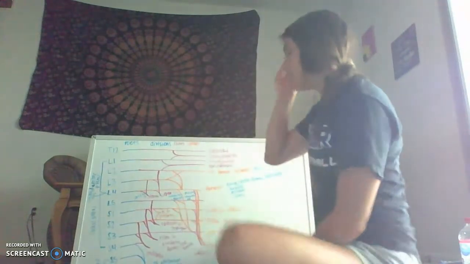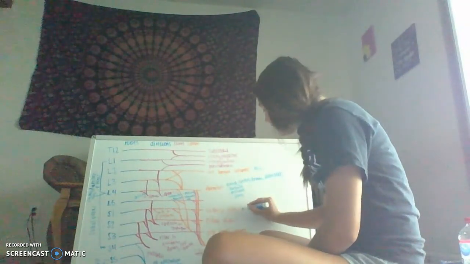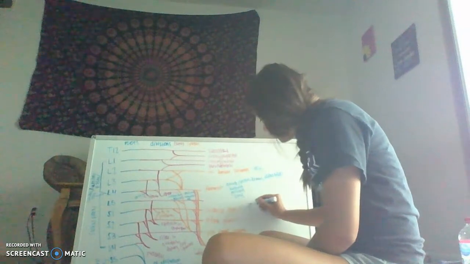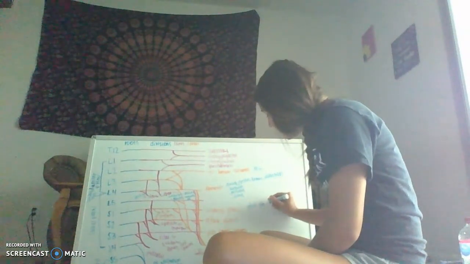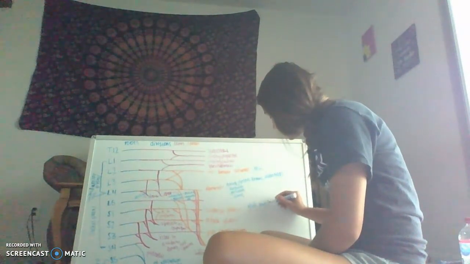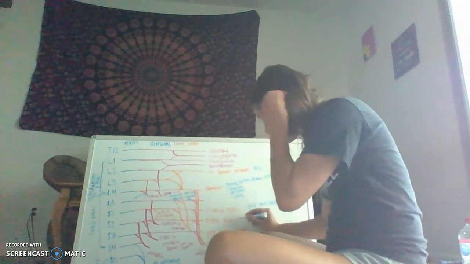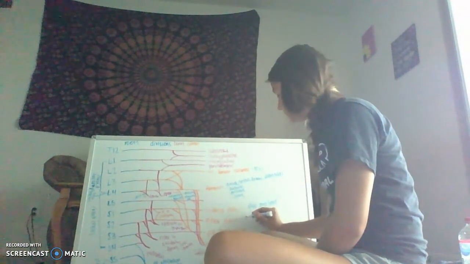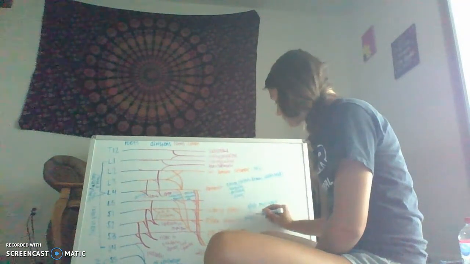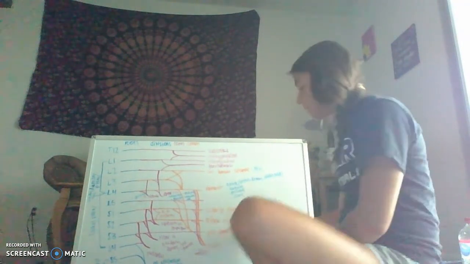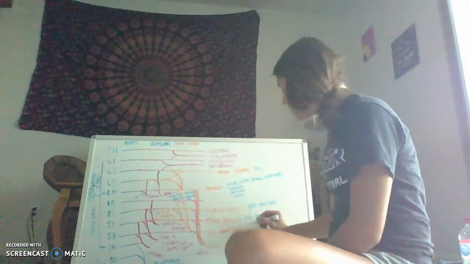And then if you come over to the superior gluteal, that innervates the glute minimus and the glute medius. The inferior gluteal innervates the glute max. And the posterior femoral cutaneous just innervates the skin.